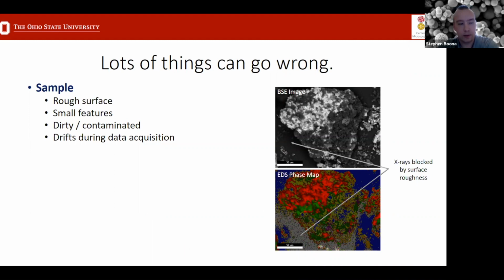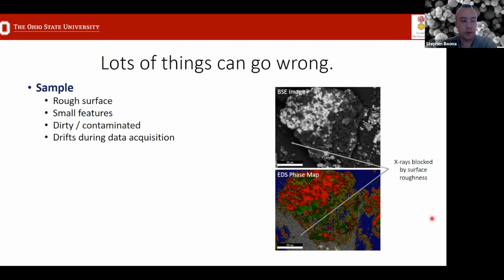If you have especially small features, then there may not be enough volume of material to generate X-rays to be able to figure out what those things are. It also is not uncommon to see samples that are dirty or contaminated, where you're picking up X-rays from parts of the area that are not actually your sample.